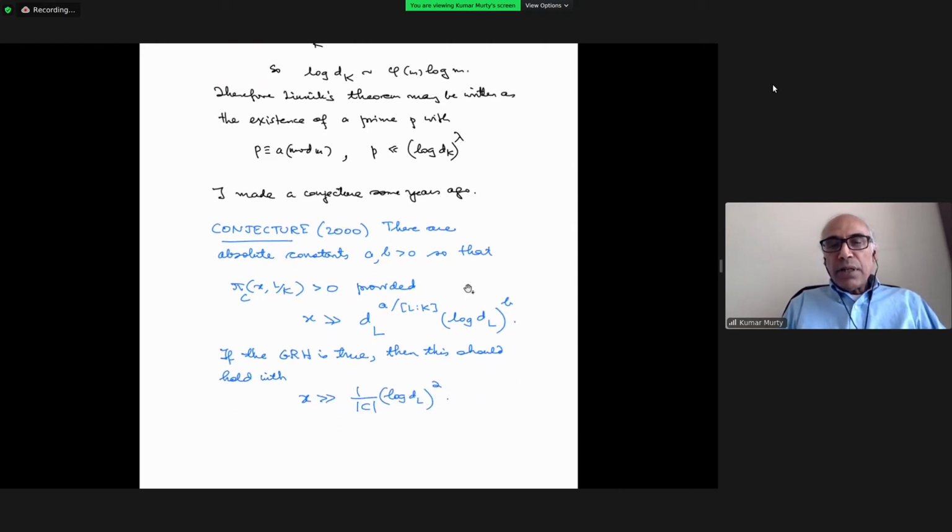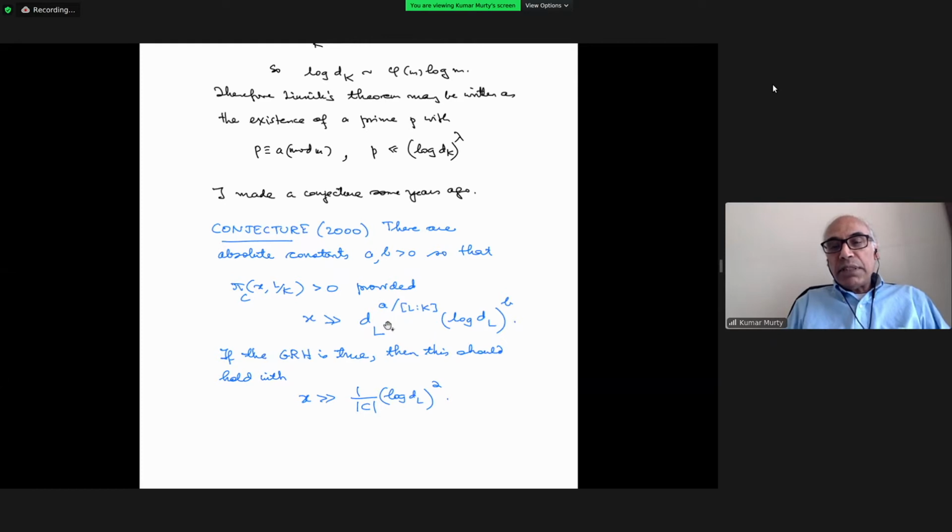Okay, some years ago, I made a conjecture about these bounds. It still doesn't quite get us to Linnik's theorem, it doesn't get us this close, but it gets us a little closer, namely as a conjecture still. There are absolute constants A and B, so that there's a prime in the conjugacy class C as long as you go up to this bound, namely the root discriminant to a fixed power times the power of the log discriminant.